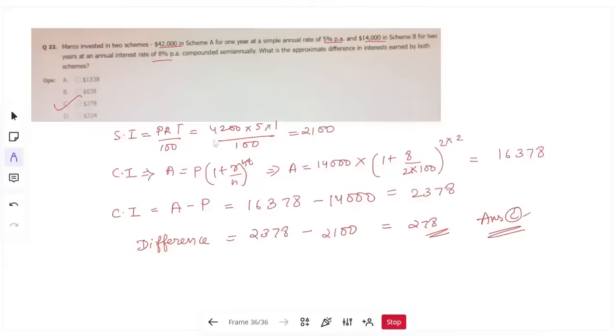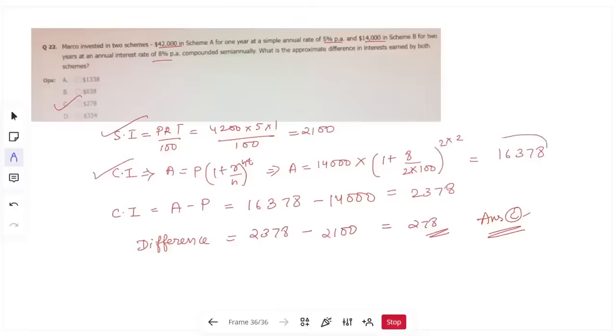So see guys, how can you solve this question? First of all, it is told that the first investment he is doing is at a simple interest rate, and then the second investment he is doing at a compound interest. So we have the formulas for simple interest and compound interest. You will substitute the values that are given to you in the question. Principal is given to us as 42,000, and then rate is 5%, and then time is 1 year. Okay, so then divided by 100, which is equal to 2100.